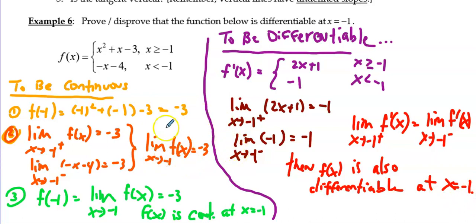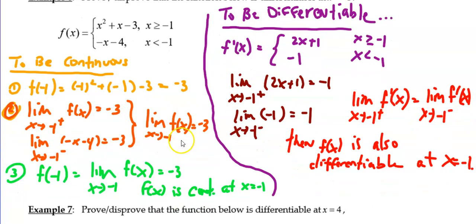Now, I just want to say one more thing, and I should have said this earlier. What happens if it wasn't continuous? What happens if we got to this step and the limits weren't correct or these weren't equal to each other? Then this part is just void. You don't even have to do it. If it's not continuous, it cannot be differentiable. So that's just a moot point.